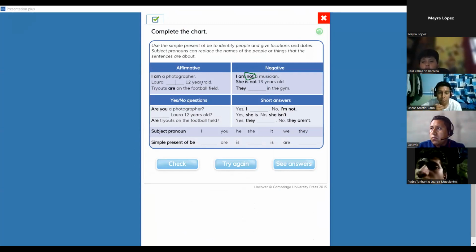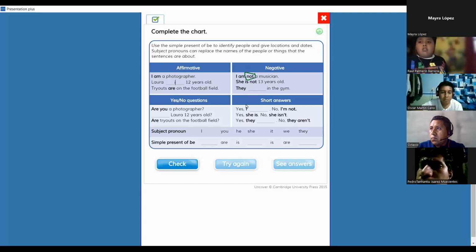Laura, 12 years old. How would I complete this? ¿Cómo completo esto? Is. Why is? Laura is she. Because Laura is a she. Fantastic. And she is not 13 years old. So all I have to do is add the word not.